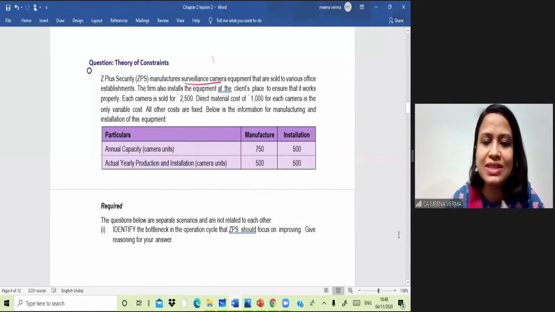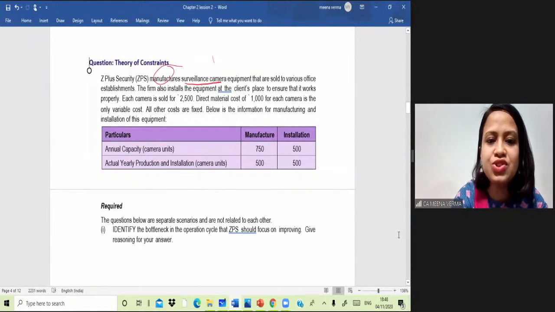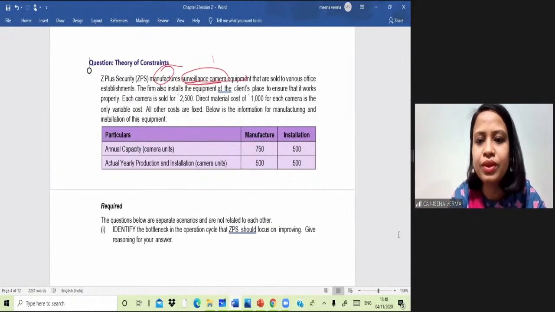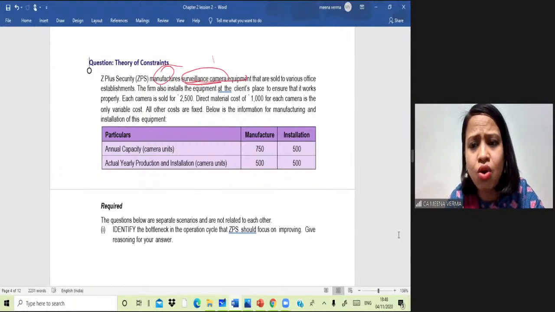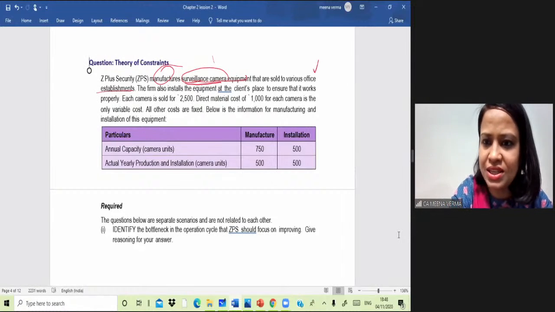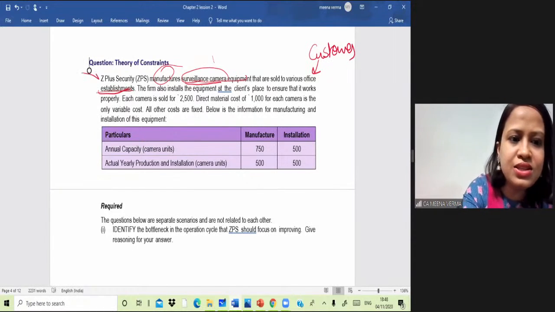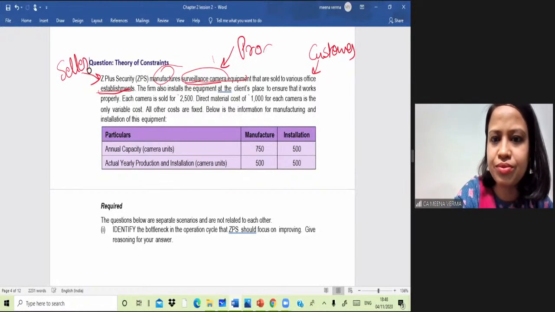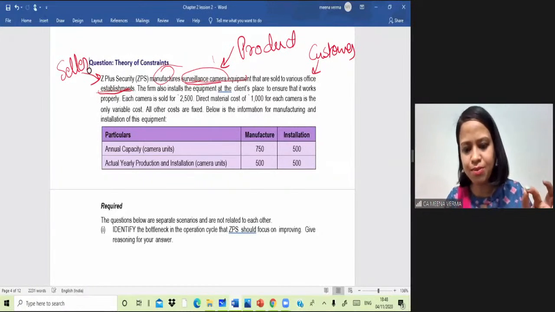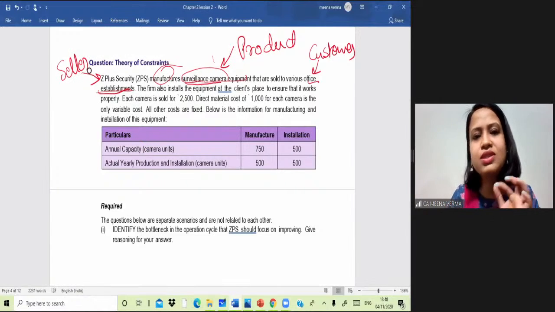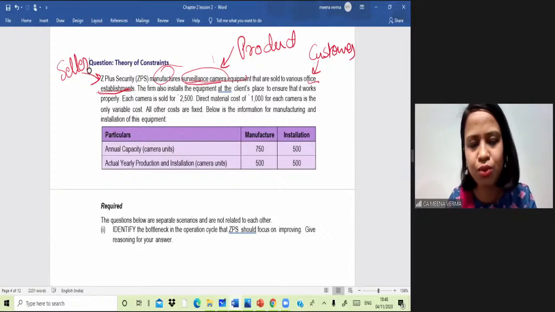We have a company, Z Plus Security, which manufactures surveillance camera equipment that is sold to various office establishments. Okay, their customers are various office establishments. The seller is Z Plus, customer is various office establishments, and they are producing surveillance camera equipment. So the product is surveillance camera equipment.